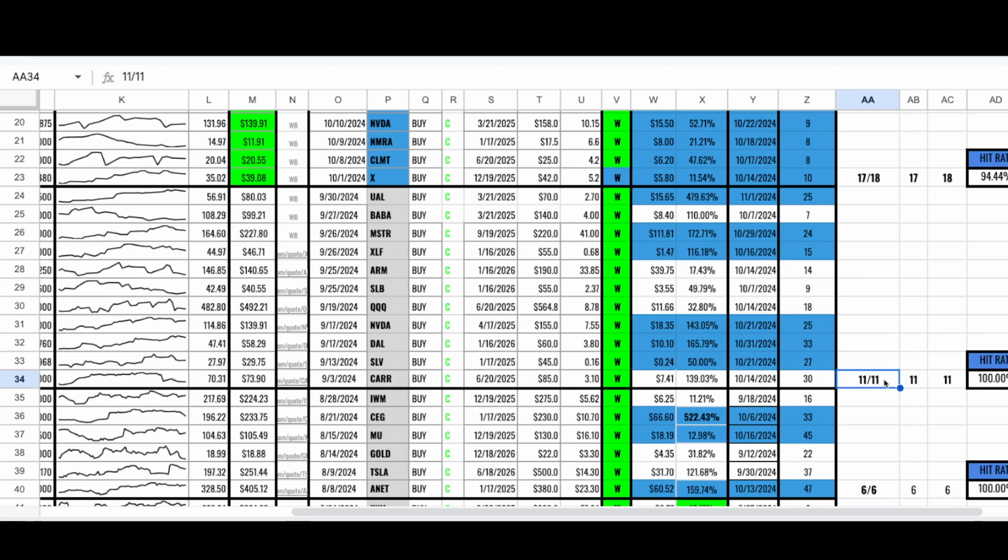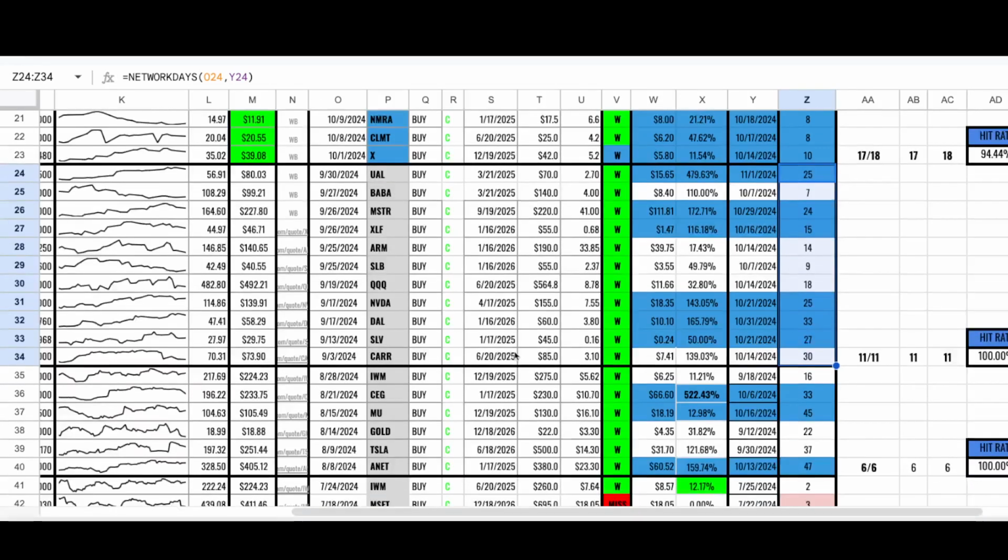So last month we have 11 out of 11, a 100% hit rate, with these returns right here averaging 134%. So you can imagine in less than 30 days in most of these, you're able to average quite a big return on any of these STAX AI plays.